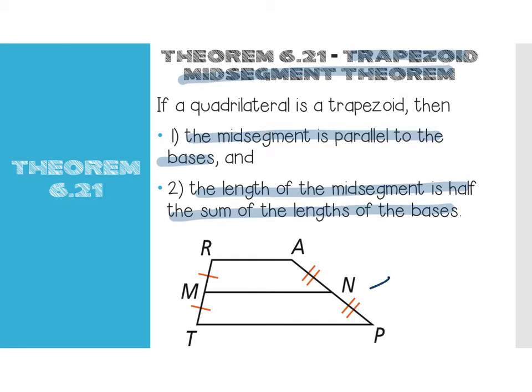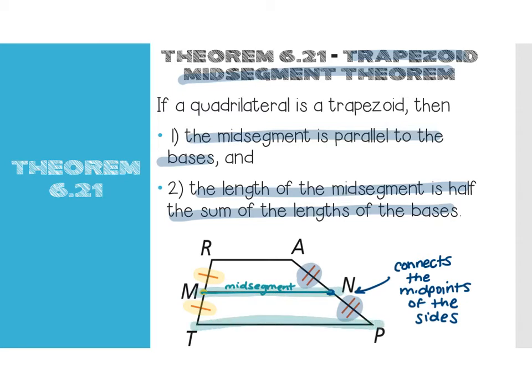So if you remember by definition, the midsegment connects the midpoints of the sides. Because this is congruent to this, I would know N is the midpoint on that side. And because RM is congruent to MT, I would know M is the midpoint on that side, which makes this segment here the midsegment. And what this theorem tells us is that the midsegment is going to be parallel to the bases, which means it would be parallel to the bottom and to the top of this trapezoid. And its length is going to be half the sum of the bases.